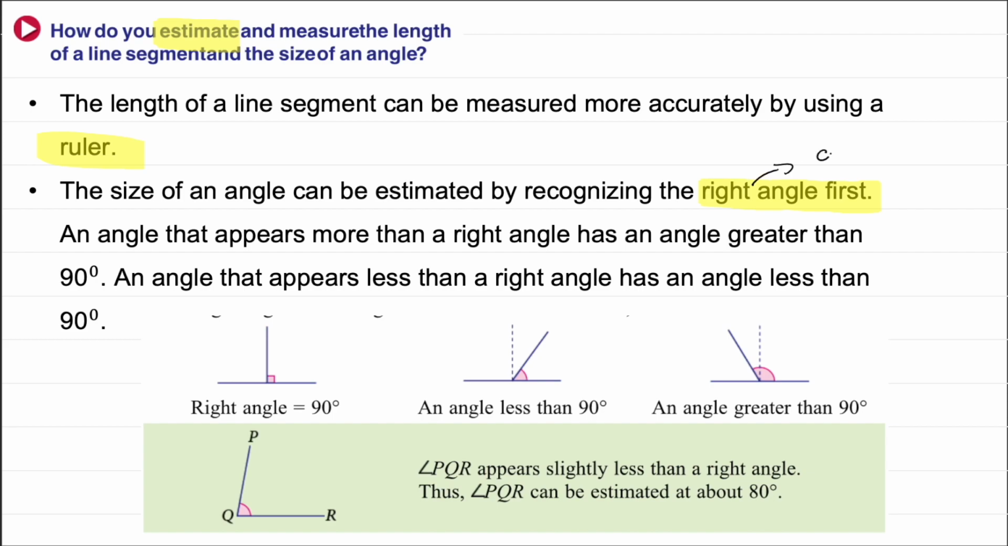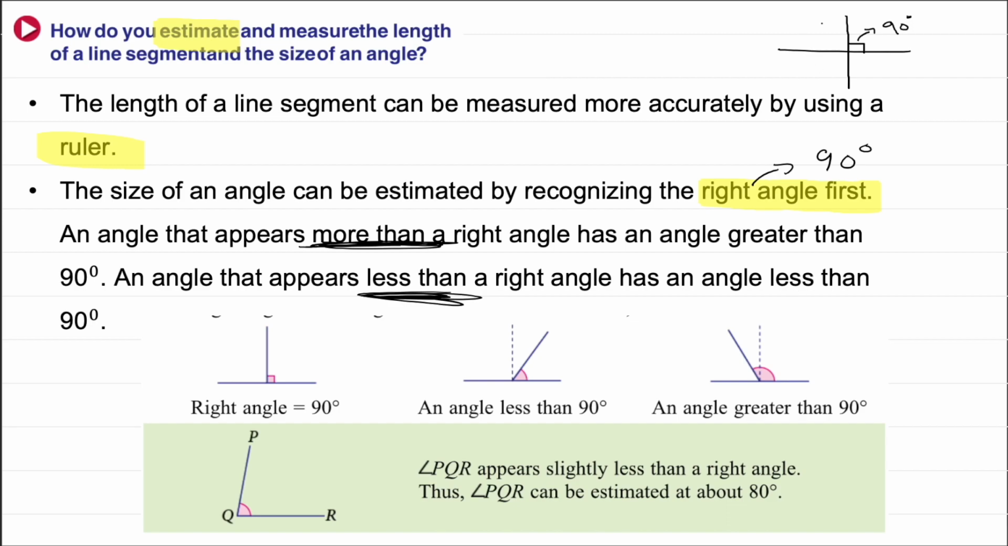Right angle tu adalah 90 darjah. Yang mana kalau kamu ada angle macam ni, ini yang kita panggil dia 90 darjah. Right angle, 90 darjah. Okay. So, kalau angle that appears more than a right angle has an angle greater than 90 degrees lah, sebab dia kata more than tu. Tetapi kalau angle tu appears less than a right angle, so dia punya angle tu less than 90 degrees.